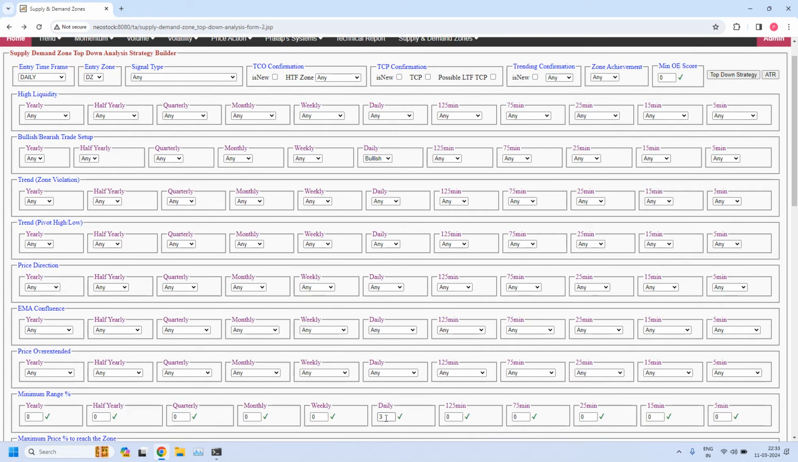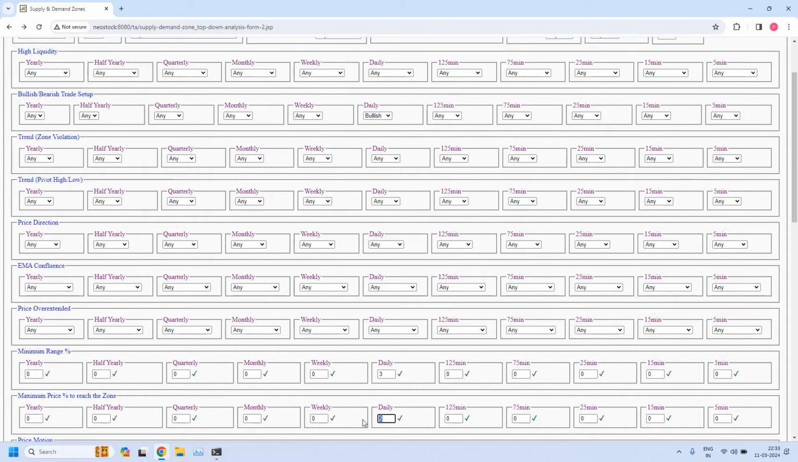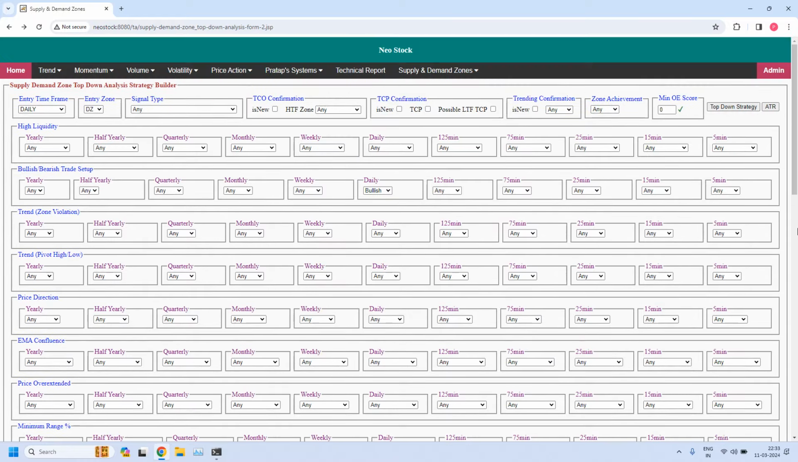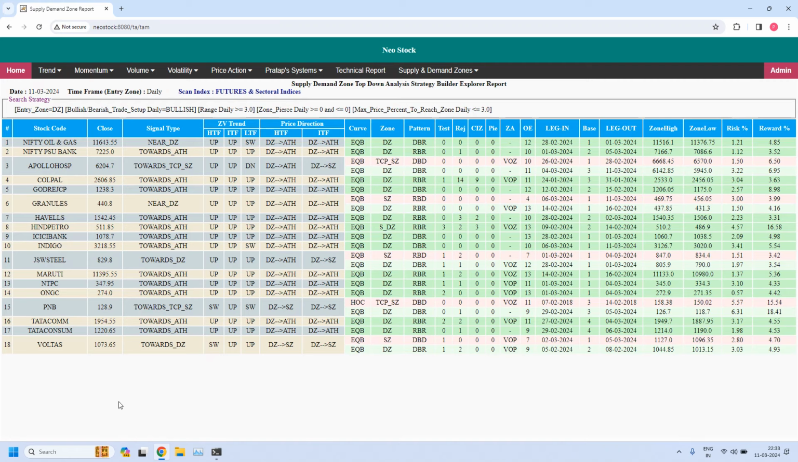Now let us generate within 3% to the demand zone. Price closed within 3% means that tomorrow if the price is down by 3%, you will get an entry. So this is the total list, 18 stocks. This includes within 1% close to the demand zone, within 2% close to the demand zone, and within 3% also.